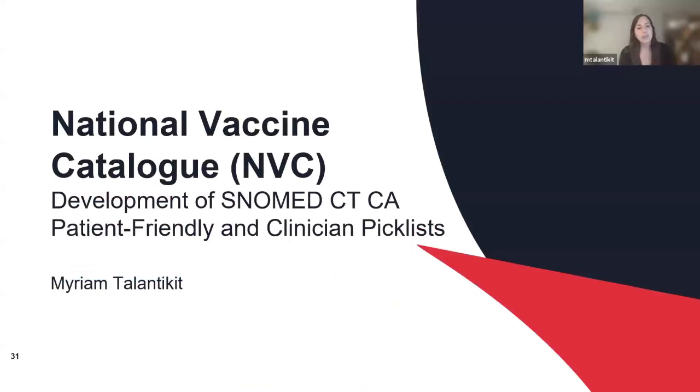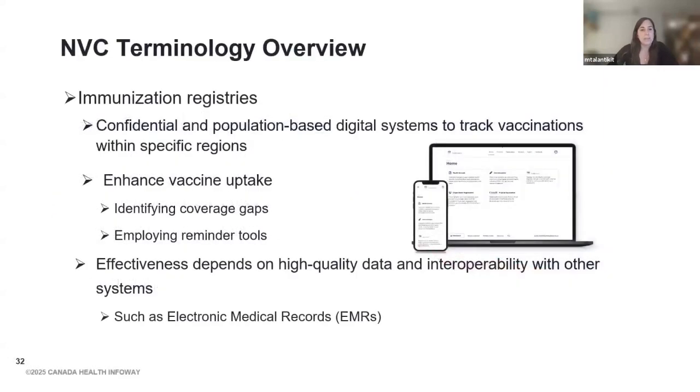Thank you, Janice. So today I'll talk about the National Vaccine Catalog and more specifically about the development of SNOMED CT-CA patient and clinician pick lists. Next slide, please. So immunization registries are confidential and population-based digital systems to track vaccination within specific regions. They enhance vaccine uptake by identifying coverage gaps and by employing reminder tools. Effectiveness of those registries depends on high quality data and interoperability with other systems.